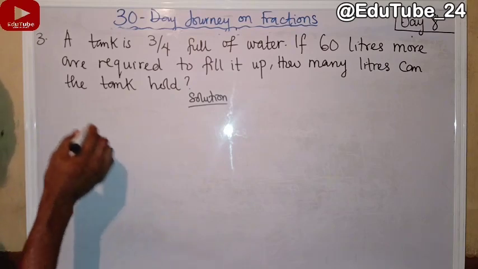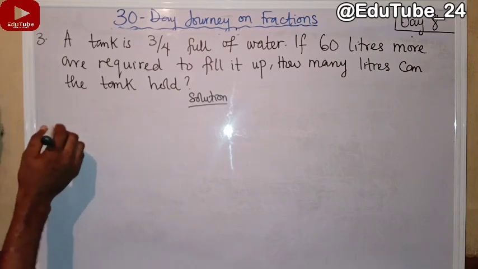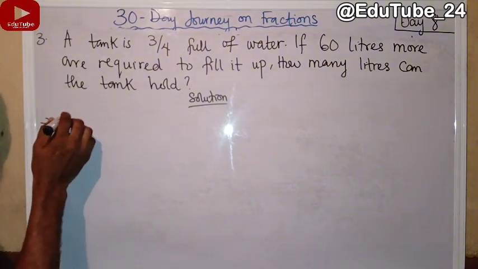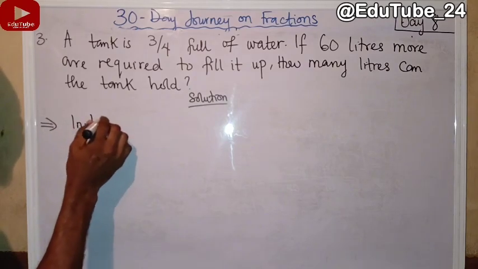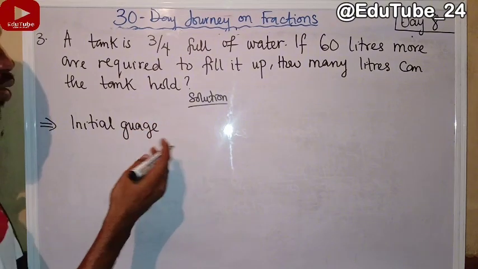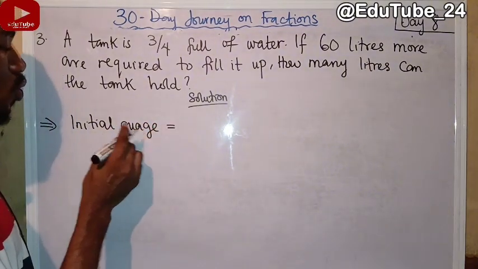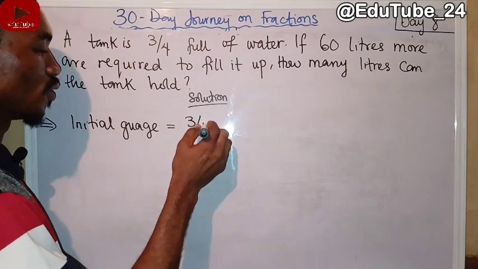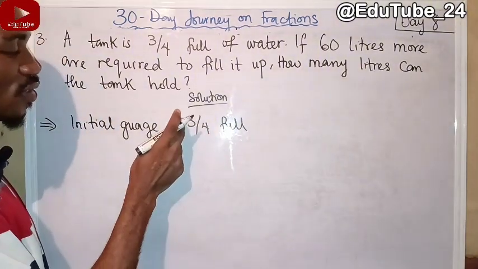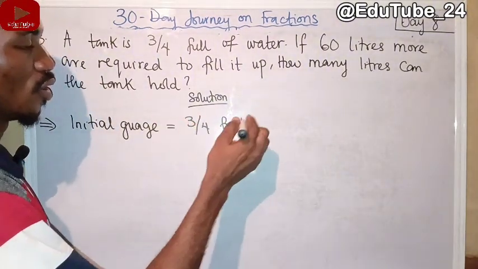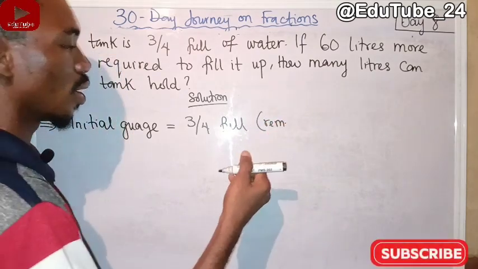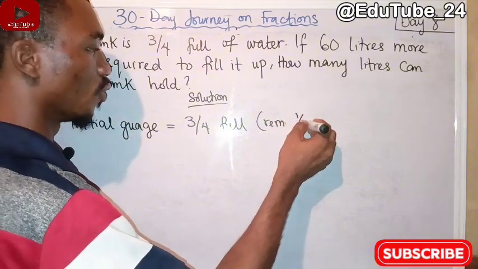A tank is 3 over 4 full of water, so I'm still going to use gauge to describe that also. But in this case, I'm going to use initial gauge as well, because it changed from a gauge to another gauge. So initial gauge of the tank is 3 over 4. It is 3 over 4 full. Now, take note in your mind, if it is 3 over 4 full, that means it is 3 out of 4 of the tank. So that means the remainder to make the tank full is 1 over 4.